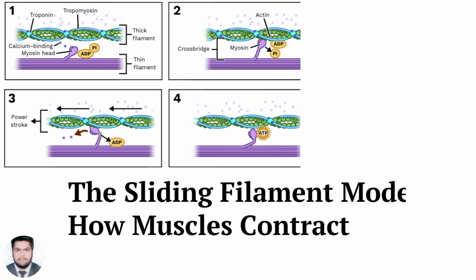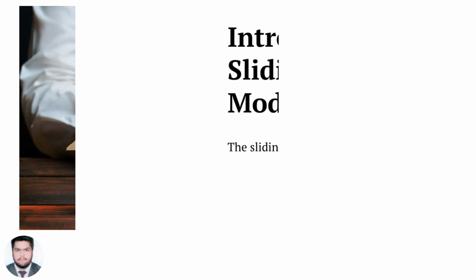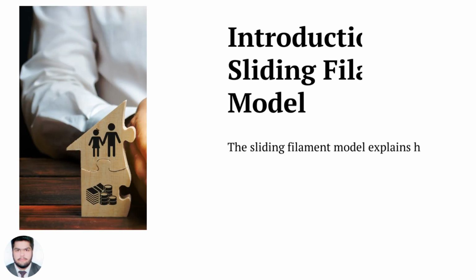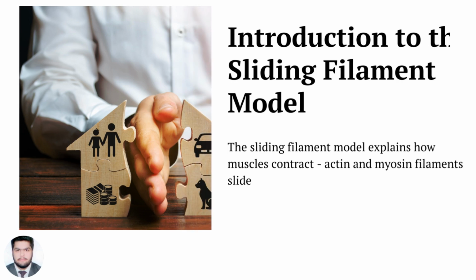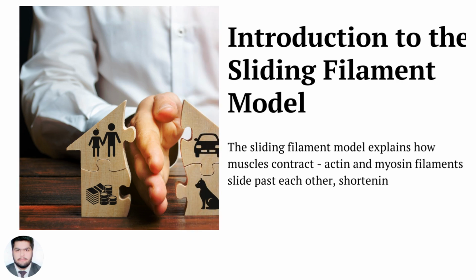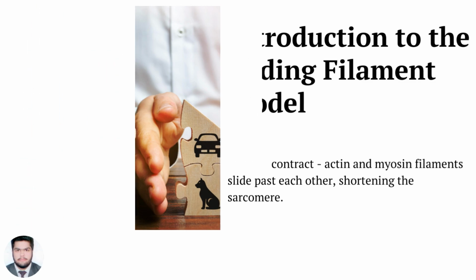Today I will discuss the topic the sliding filament model, how muscles contract. Introduction to the sliding filament model. The sliding filament model explains how muscles contract. Actin and myosin filaments slide past each other, shortening the sarcomere.